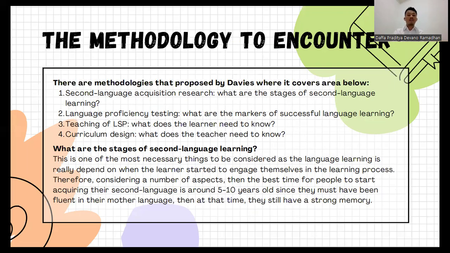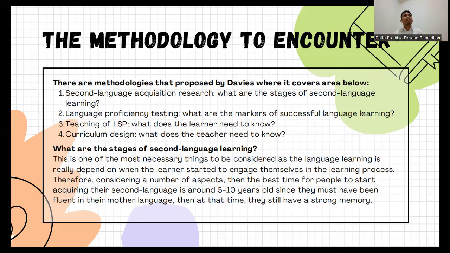So basically Davies raised four equations, especially about second language acquisition research, language proficiency testing, teaching of LSP, and curriculum design. So for the first question, what are the stages of second language learning?